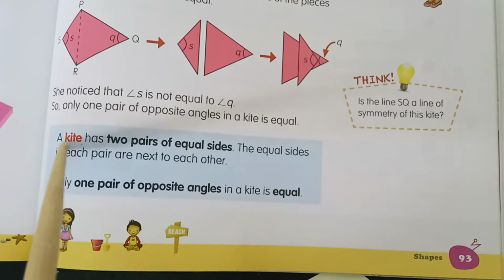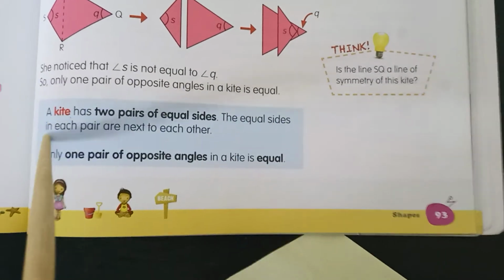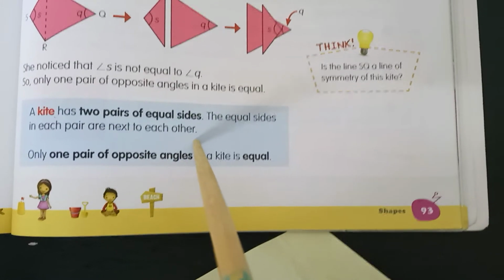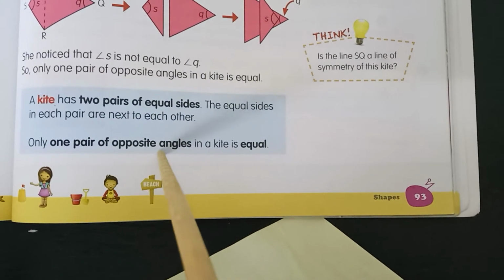So to conclude, a kite has 2 pairs of equal sides. The equal sides in each pair are next to each other. And then only one pair of opposite angles in a kite is equal.